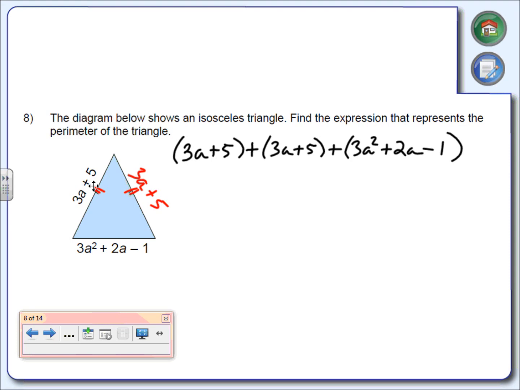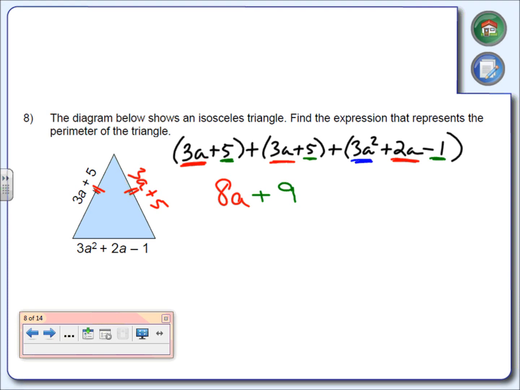All right, so here we go. We're going to start by adding all the a's. So I've got a 3a here, and a 3a here, and a 2a. So if I add 3a plus 3a plus 2a, what do you get when you add all that together? 8a. Now I'm going to take these numbers right here that don't have any letters on them. Anybody know what you call numbers that don't have letters on them? Constants. We're going to add up the constants. So 5 plus 5 is 10. And 10 plus a negative 1 would be a 9.